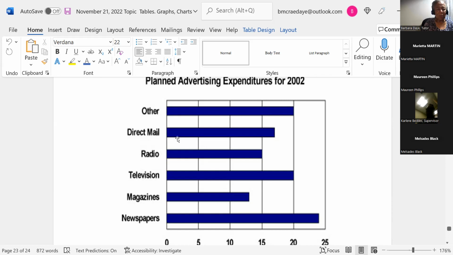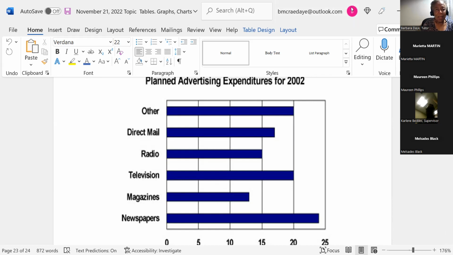What do you call these blue things? Bars. These are bars. So they are bar graphs. And when we had lines, we say line graphs. So when I was asking you the three main types, I wanted you to say line graphs, bar graphs, pie charts. And we'll look at pie charts next time.